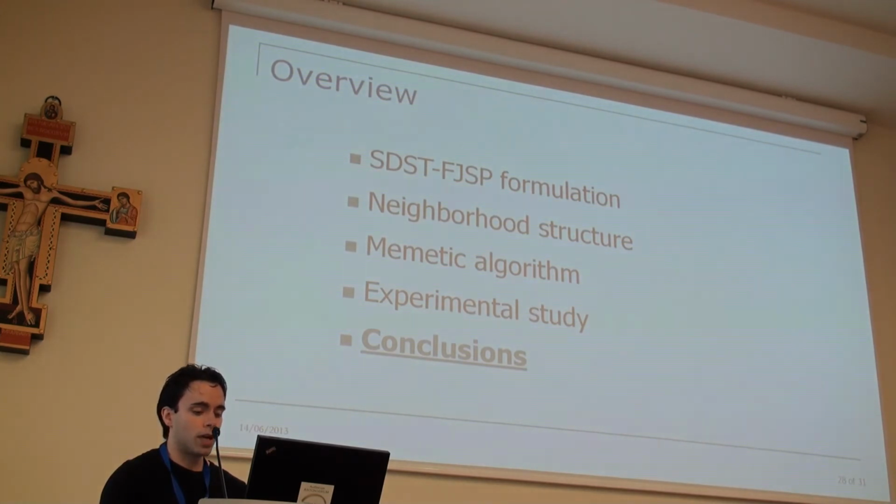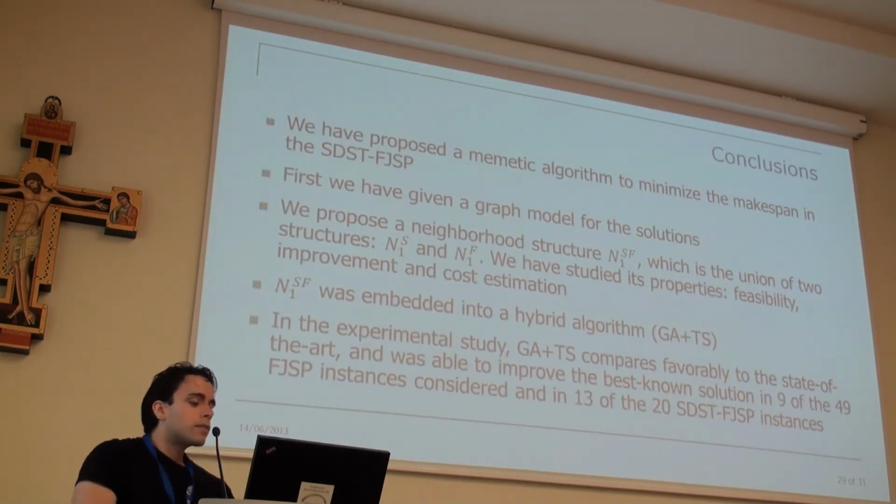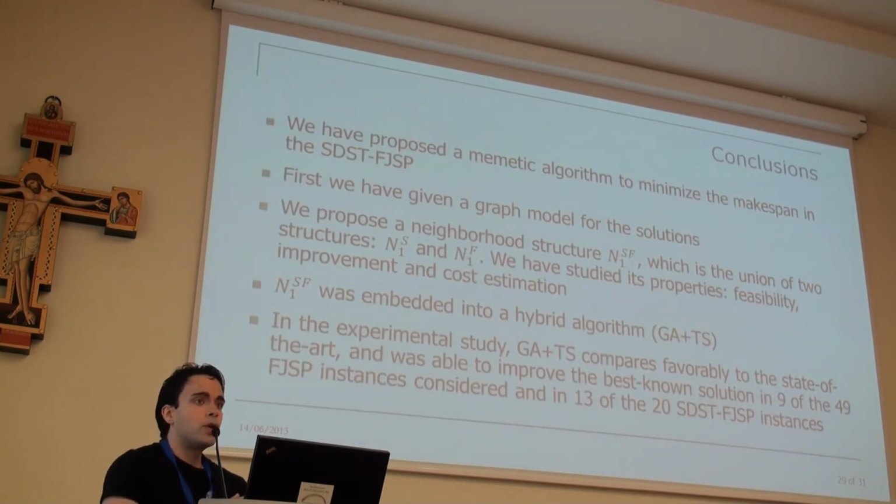Finally, for some conclusions, first of all, I have built the graph model, then I defined a neighborhood based on that graph model, which is the union of two neighborhoods, one for the sequencing subproblem, one for the assignment. These neighborhoods are embedded in a memetic algorithm, which is a genetic algorithm plus tabu search, and the experiments show that the results are very good, improving over the state of the art and obtaining new upper bounds for a number of instances.